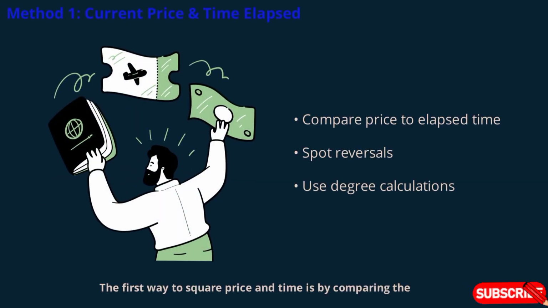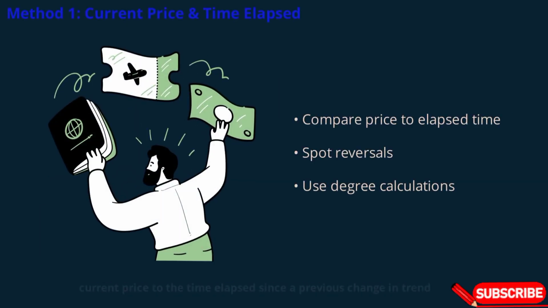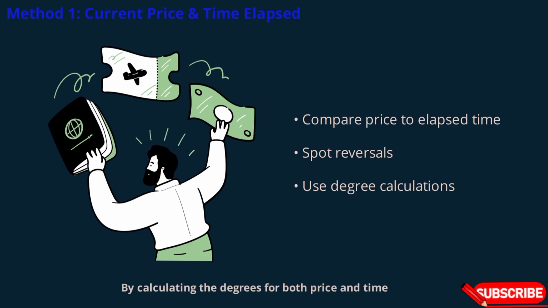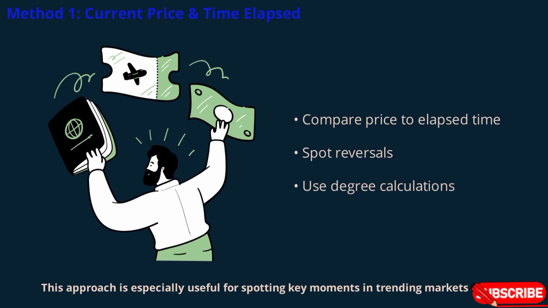First way to square price and time is by comparing the current price to the time elapsed since a previous change in trend. This method helps traders identify when a market might be ready for reversal or continuation. By calculating the degrees for both price and time and seeing if they align or oppose each other, you can anticipate significant market moves. This approach is especially useful for spotting key moments in trending markets.